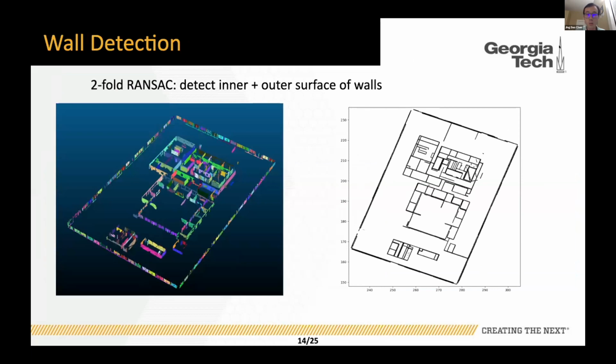So we basically make the assumption that walls can be modeled as a series of lines or line segments, and we use the RANSAC algorithm, random sample consensus, to be able to detect these walls. We carry out two-fold RANSAC in order to detect both the inner as well as the outer surface of the walls.